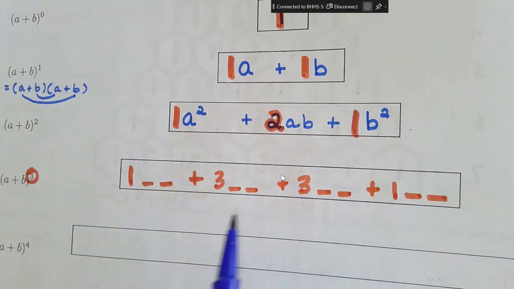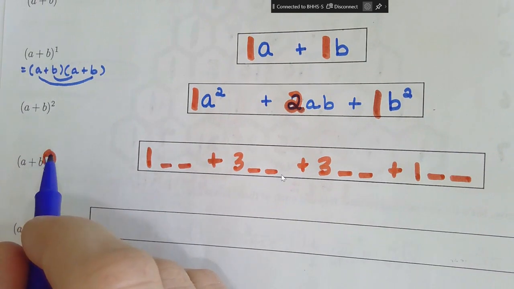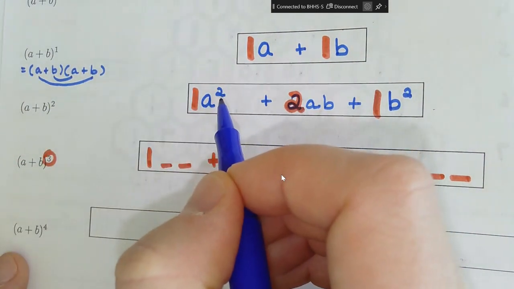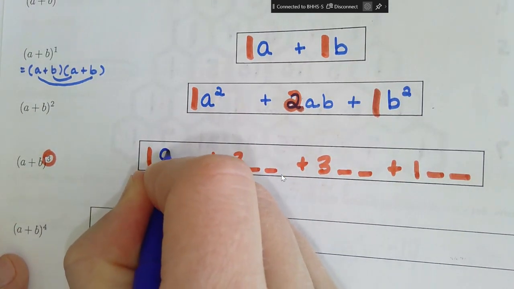Okay, so everyone got this done? Here's where you're going to go next. You're going to say, all right, see how when this was to the second power right here, it started with a squared? When you're to the third power, you're going to start with a cubed.